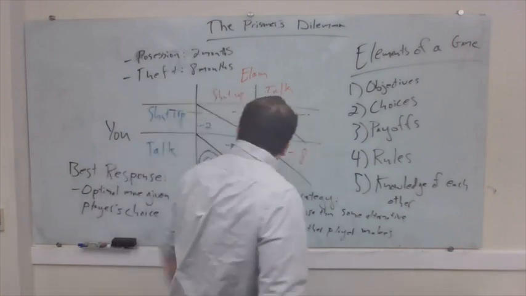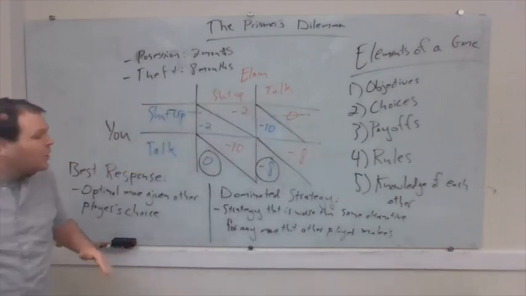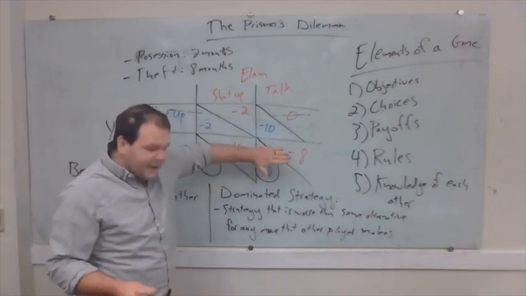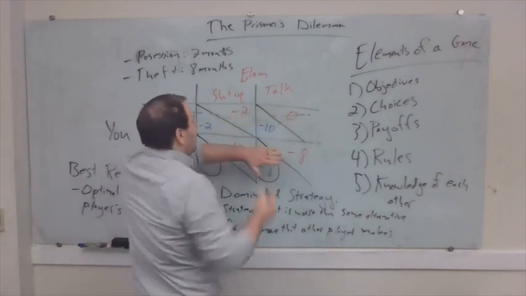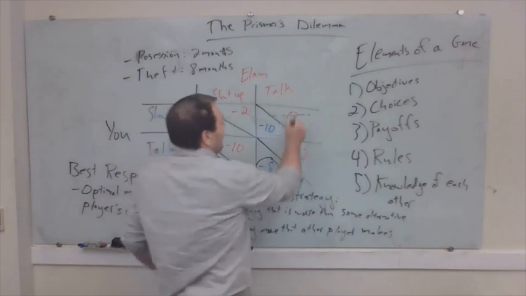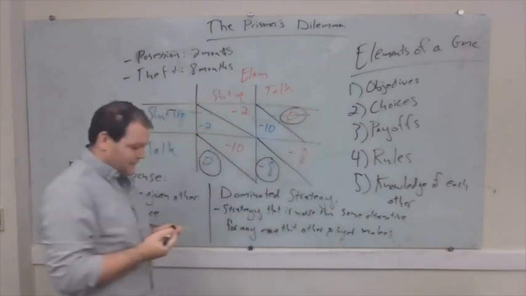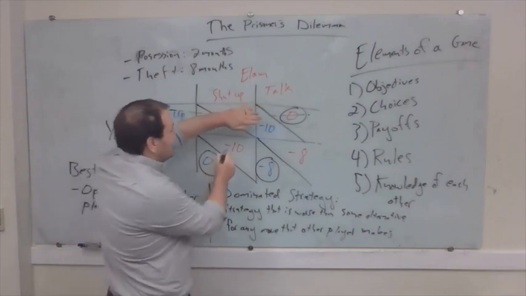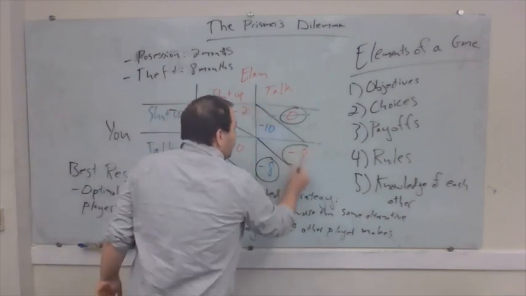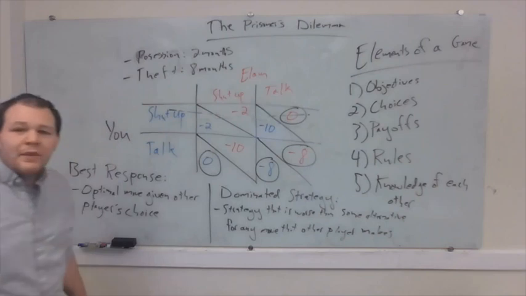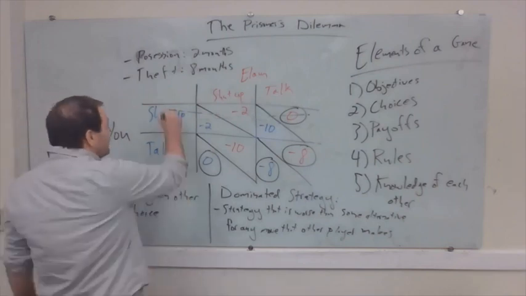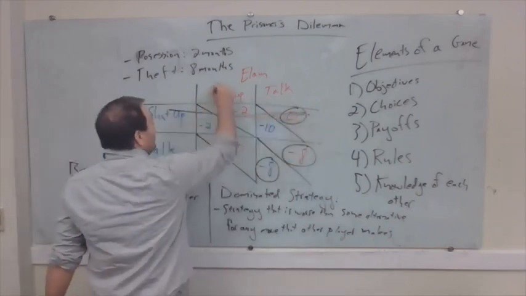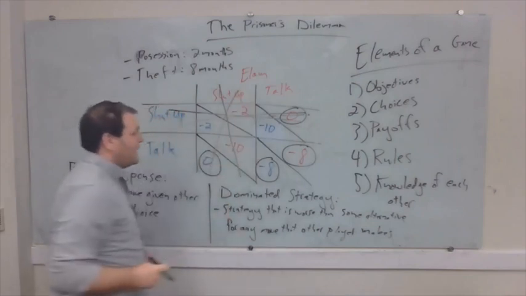So for President Elam, we're going to have the same problem. If he knew for sure that you weren't going to talk, he would compare the payoff from -2 and from 0, and his best move would be to talk. If he knew for sure that you were going to be quiet, he would compare -10 to -8, and his best move would be to talk. As a result, for him as well, shutting up is going to be a dominated strategy.